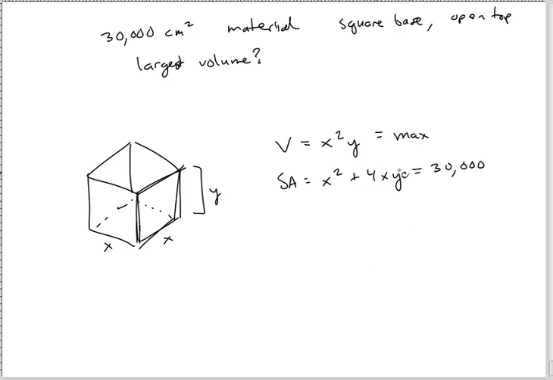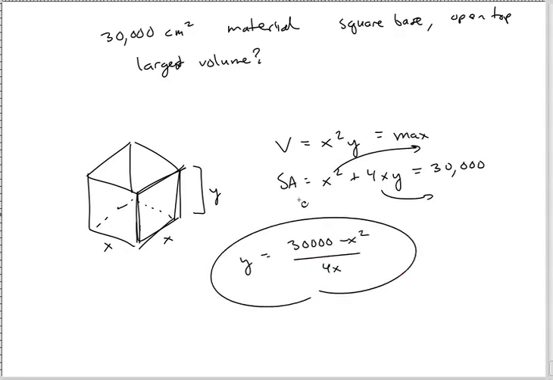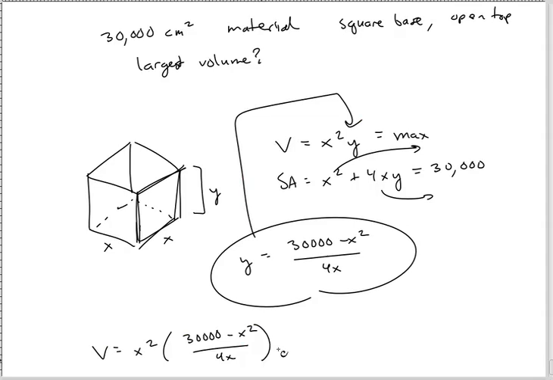So what if I solve for y? That's not too bad. I'm going to move this over and divide, and so y is equal to 30,000 minus x squared, over 4x. I'm going to take this and plug it in right there. So my volume then is x squared times all this stuff, and it's equal to my max.